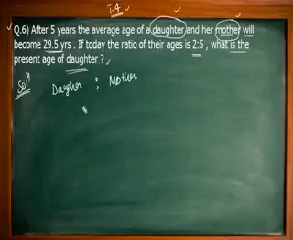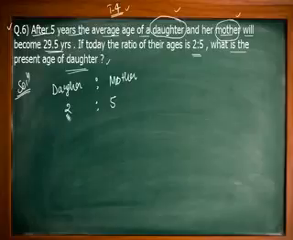See, the ratio of daughter to mother is 2:5. The ratio is given here, 2:5. And what is the present age of daughter? Okay, see the first line: after 5 years, the average age of a daughter and her mother.